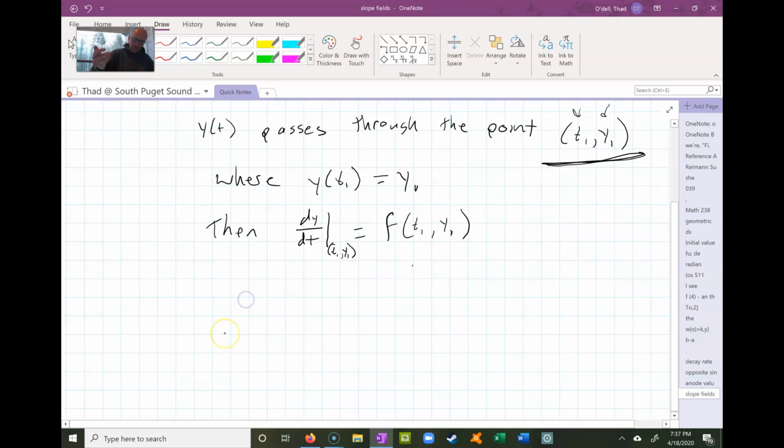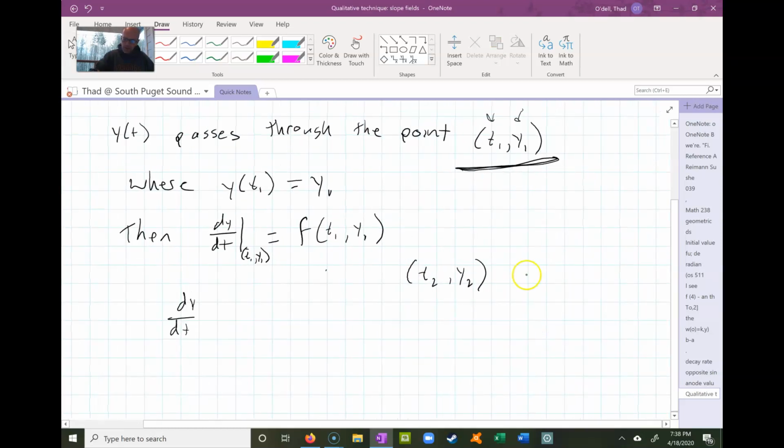And likewise, it's also true if I come up with some other point, for example t sub 2 comma y sub 2, which means I plugged t sub 2 into the y function and got out y sub 2. If we wanted to evaluate the derivative at that point, then again we could just plug into the formula up above, plugging my t sub 2 and my y sub 2 into that formula, and it will give me the slope.